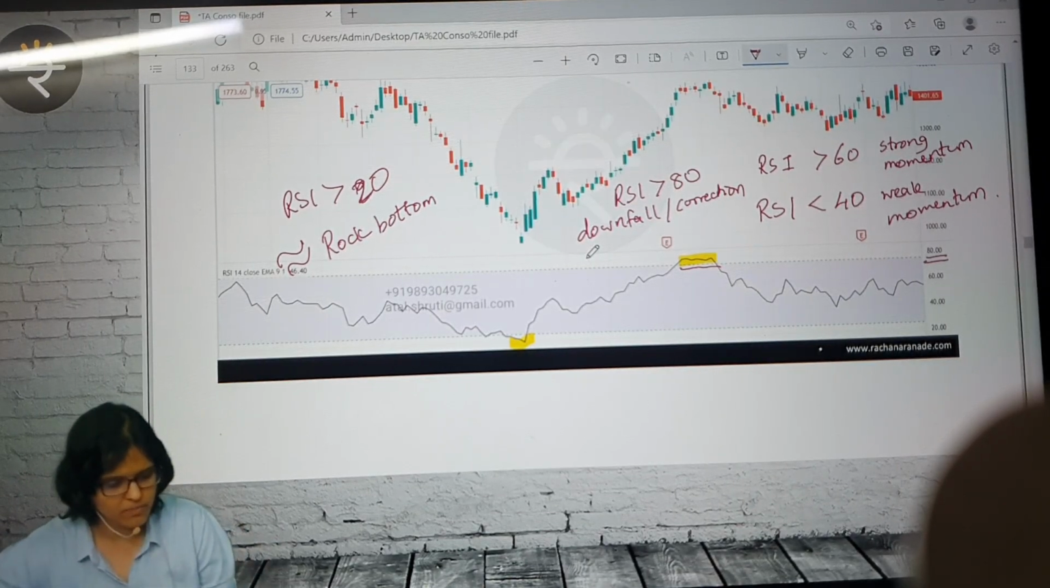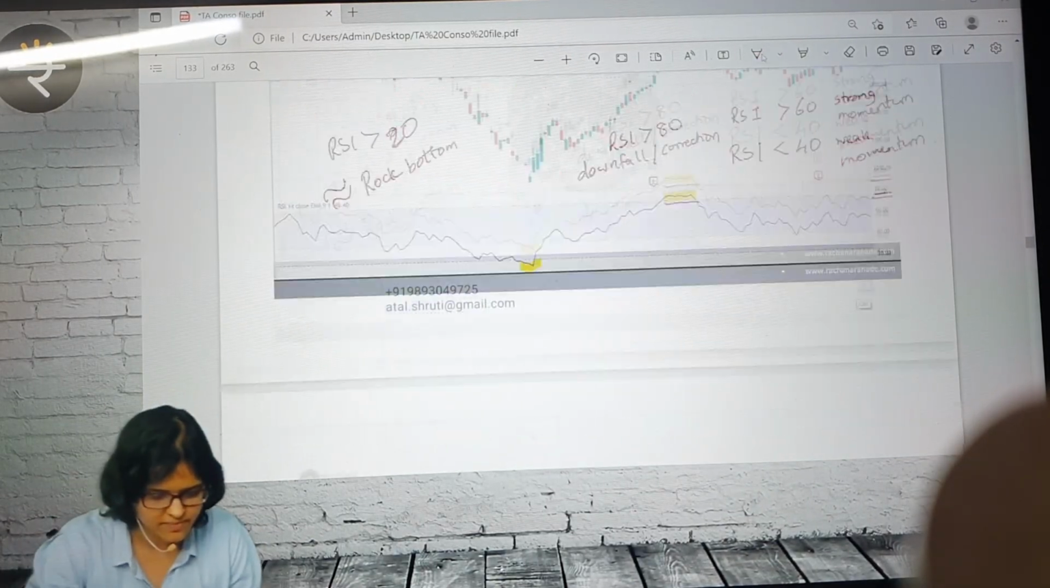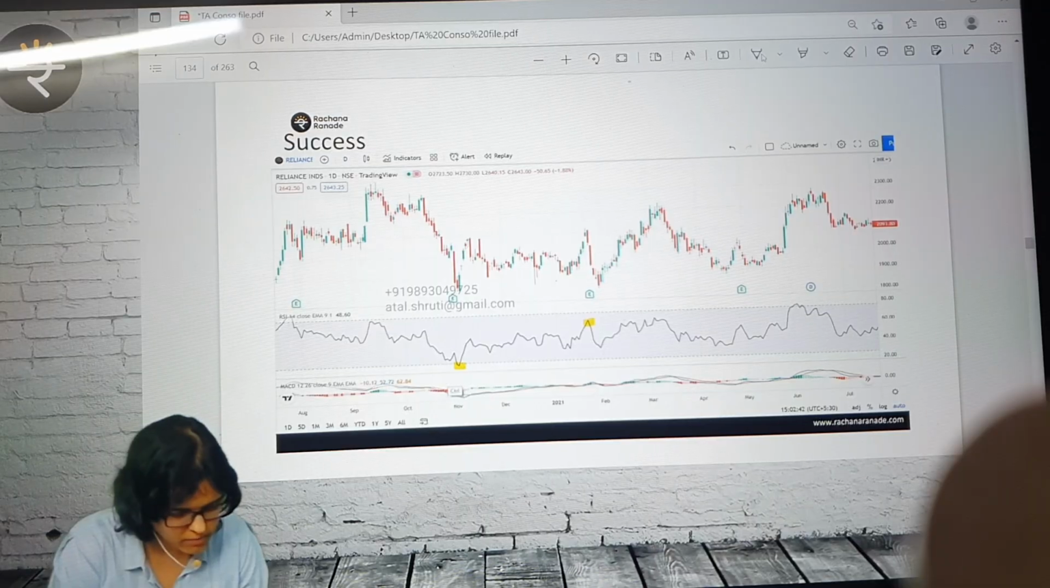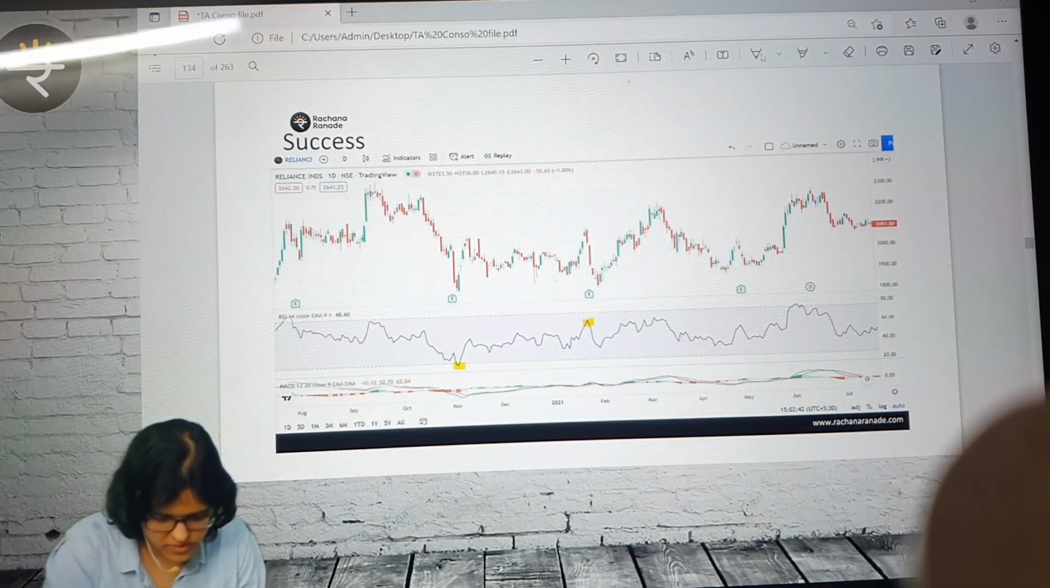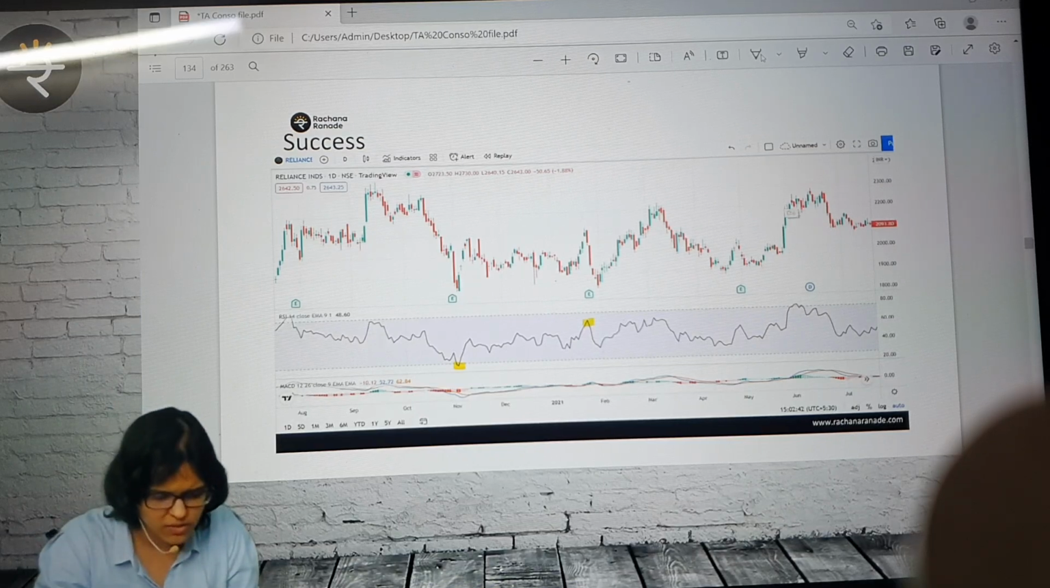One more example. Three white soldiers also there. Chalo. One more. This was almost rock bottom. Started going up. What is this level? This is again 80. See, from 80 it almost reversed. See here. Correct? So in the majority of cases you will see it like this only.